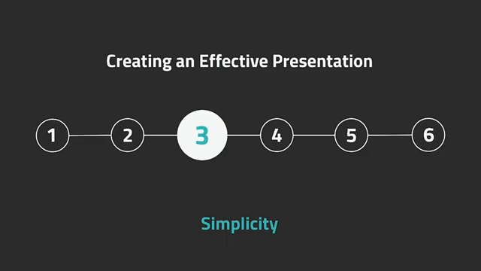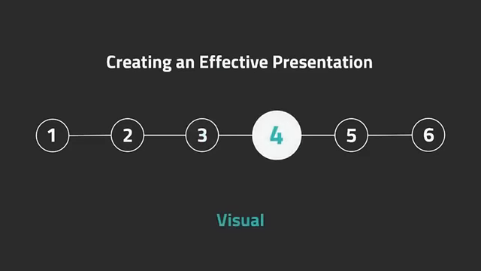Also, when there are a lot of things going on in your PowerPoint presentation, it draws the attention away from the speaker to the presentation itself, which is not actually a good thing to happen. Number 4 is visual. In creating our PowerPoint presentations, we can also use pictures, videos, and other graphics so that we can get the attention of our audiences.